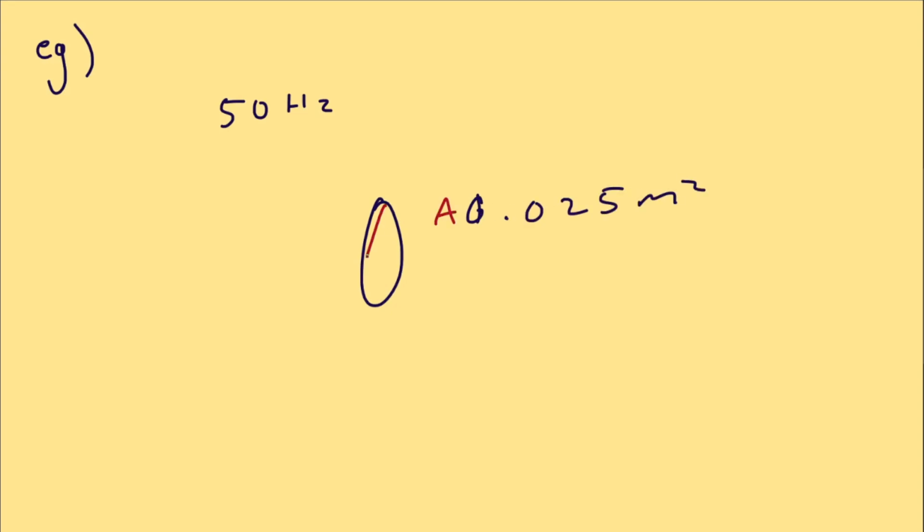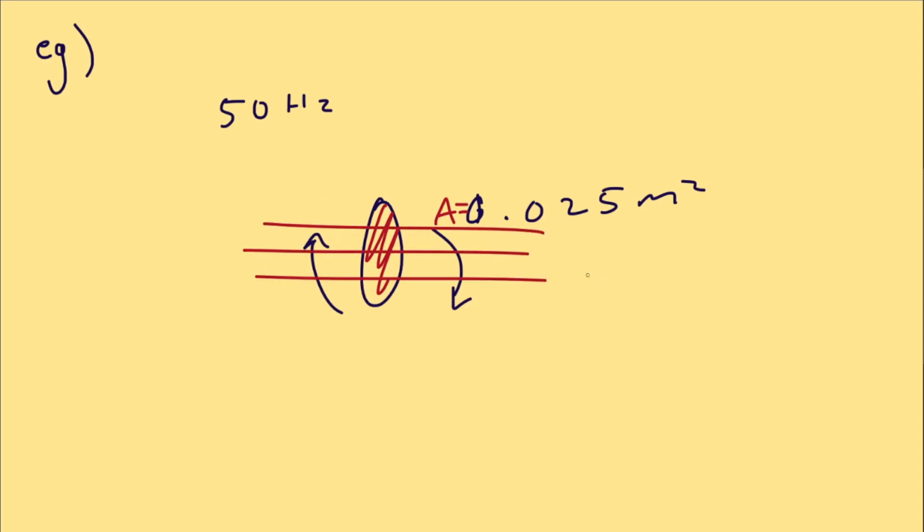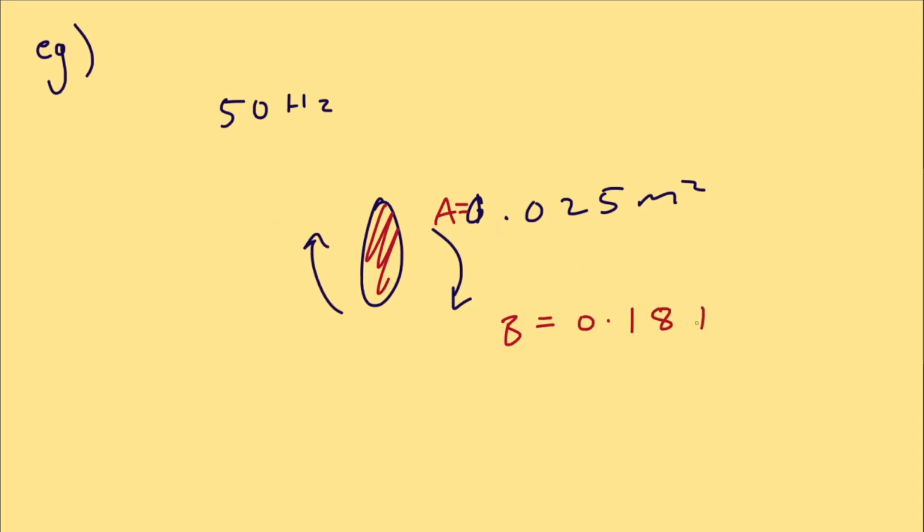And let's go through an example problem with the formulas that we've been talking about. Say you have a 50 Hertz generator with a coil area of 0.025 meters squared. So that's this area. It's rotating inside of a field with a strength of 0.18 Tesla. What is the required number of loops to generate a peak EMF of 200 volts? Let's link up what we know and what we're looking for. What we're looking for is N, because that's the number of loops.